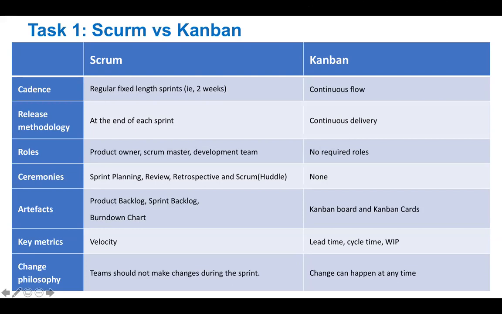We're talking about measurement. What do we measure? In Scrum you measure velocity: how quickly can we get a job done, how much work can we complete within a particular period of time? When we talk about Kanban, we're measuring lead time, the time between when we give you a task and when you finish the task. We talk about cycle time.